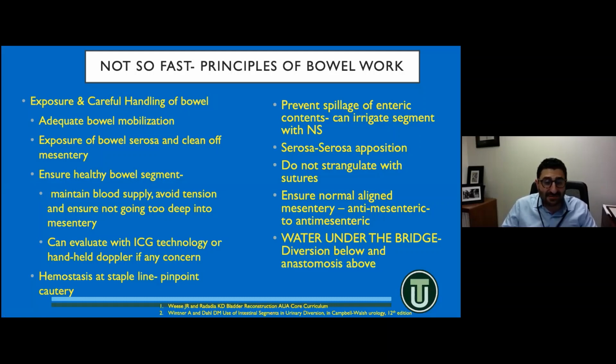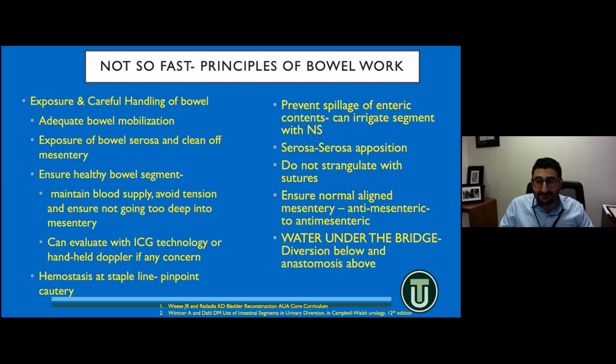It's important to get hemostasis at the staple line. You can use pinpoint electrocautery there safely. During the bowel work, you want to prevent spillage of the enteric contents, so typically we'll towel off the abdomen to prevent spillage. You want serosa to serosa apposition. It's important not to strangulate with your sutures, with your Lembert sutures. It's just an apposition.